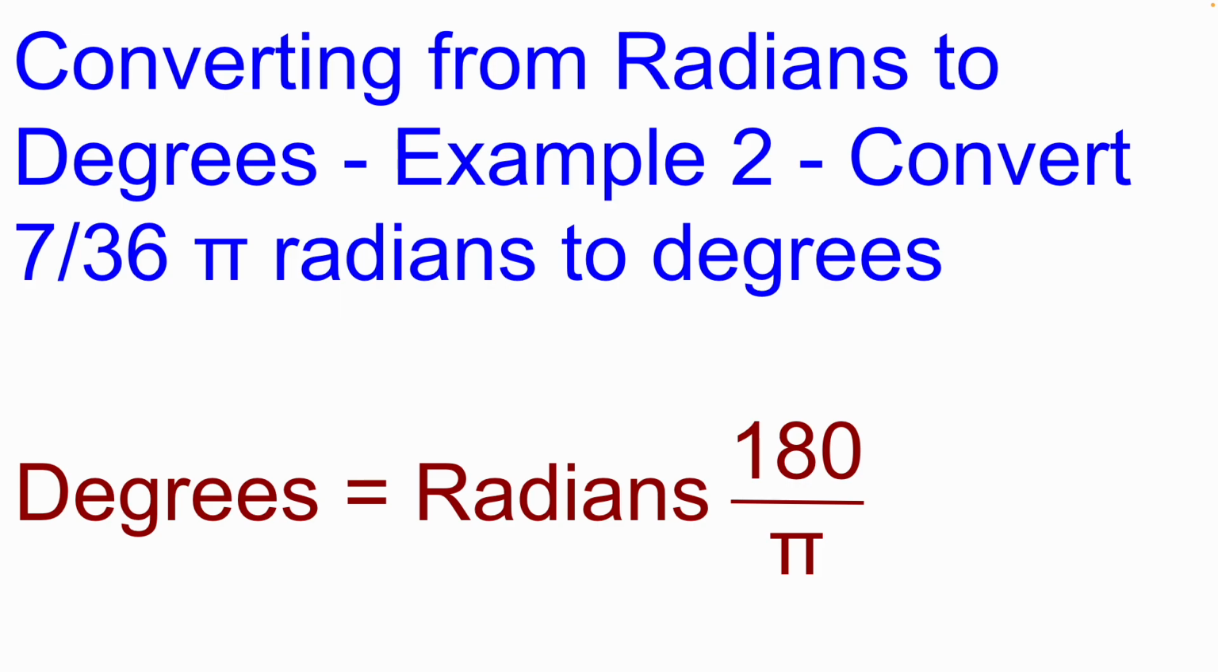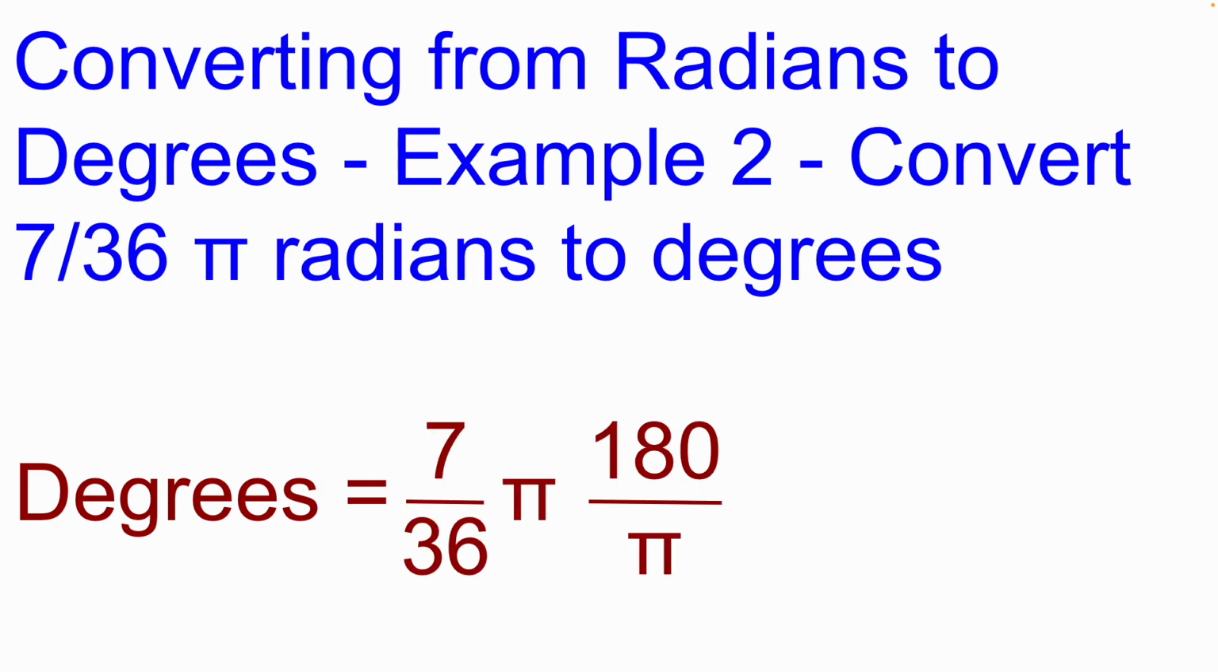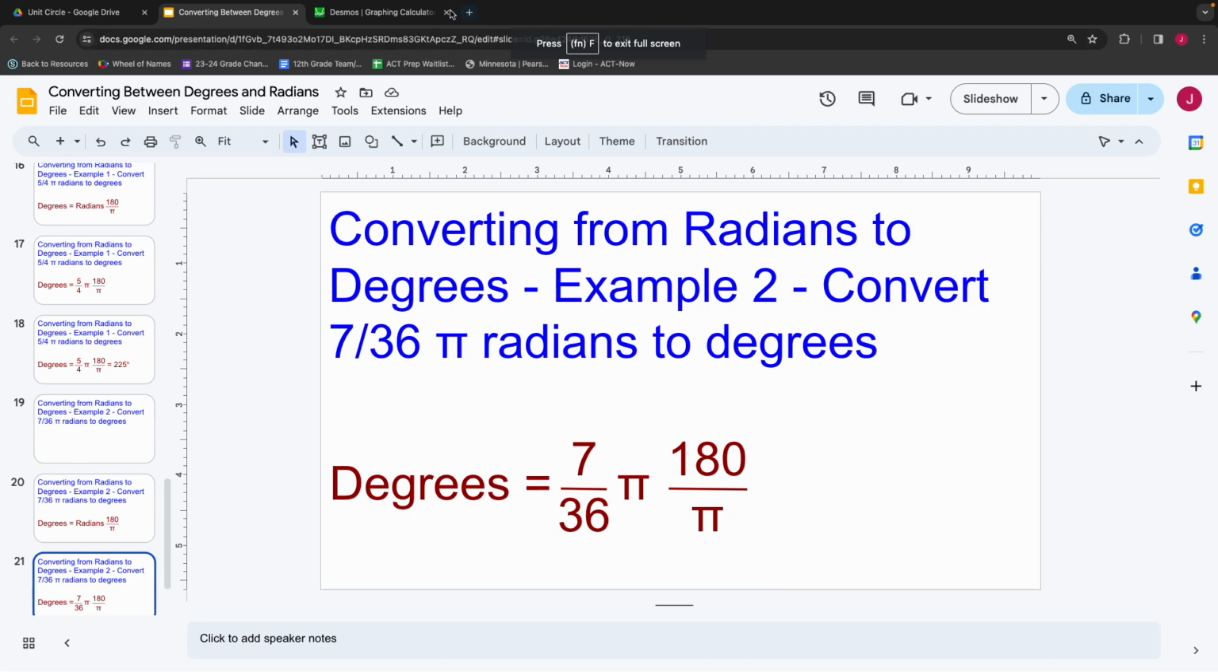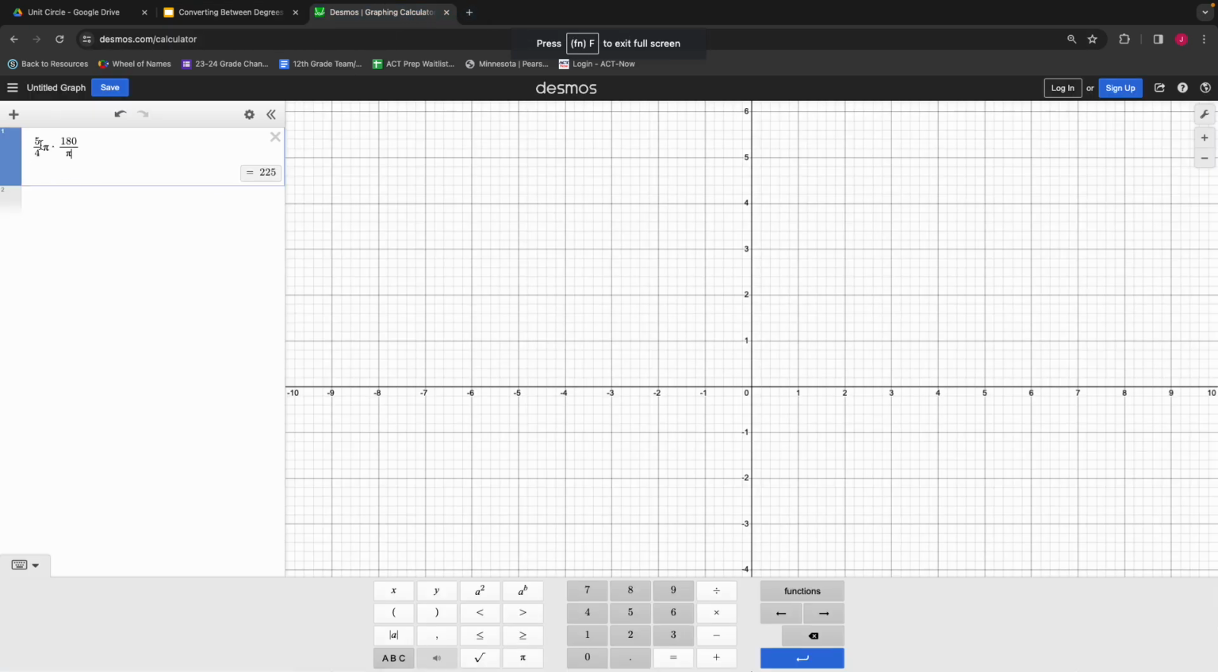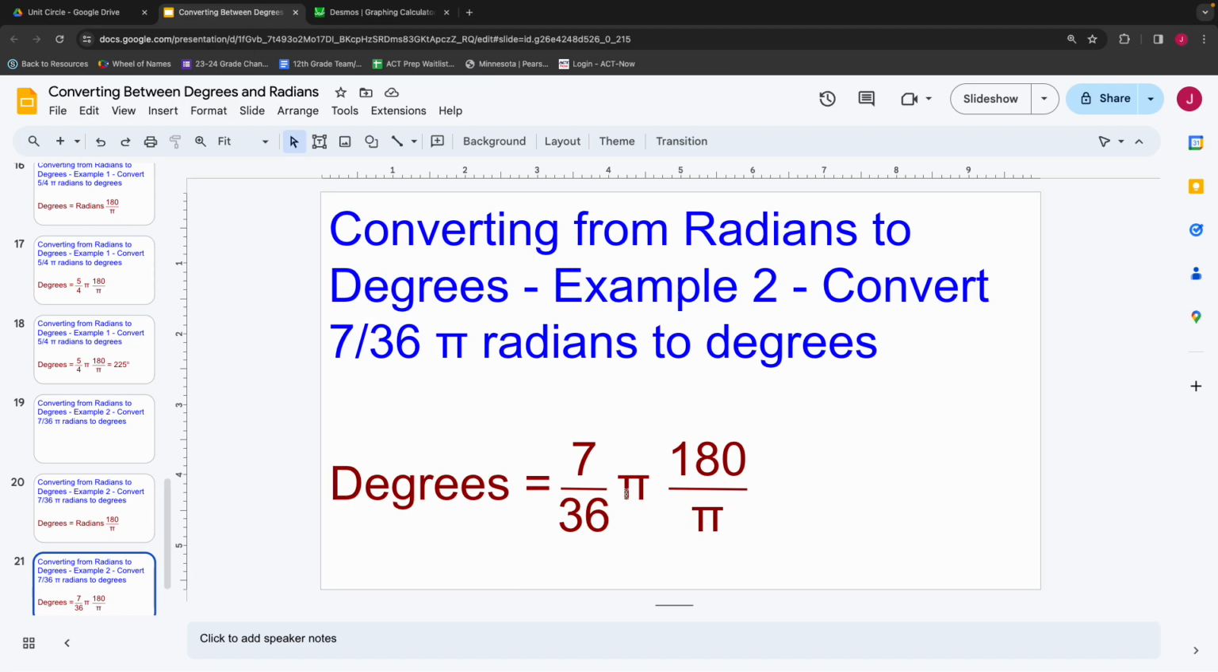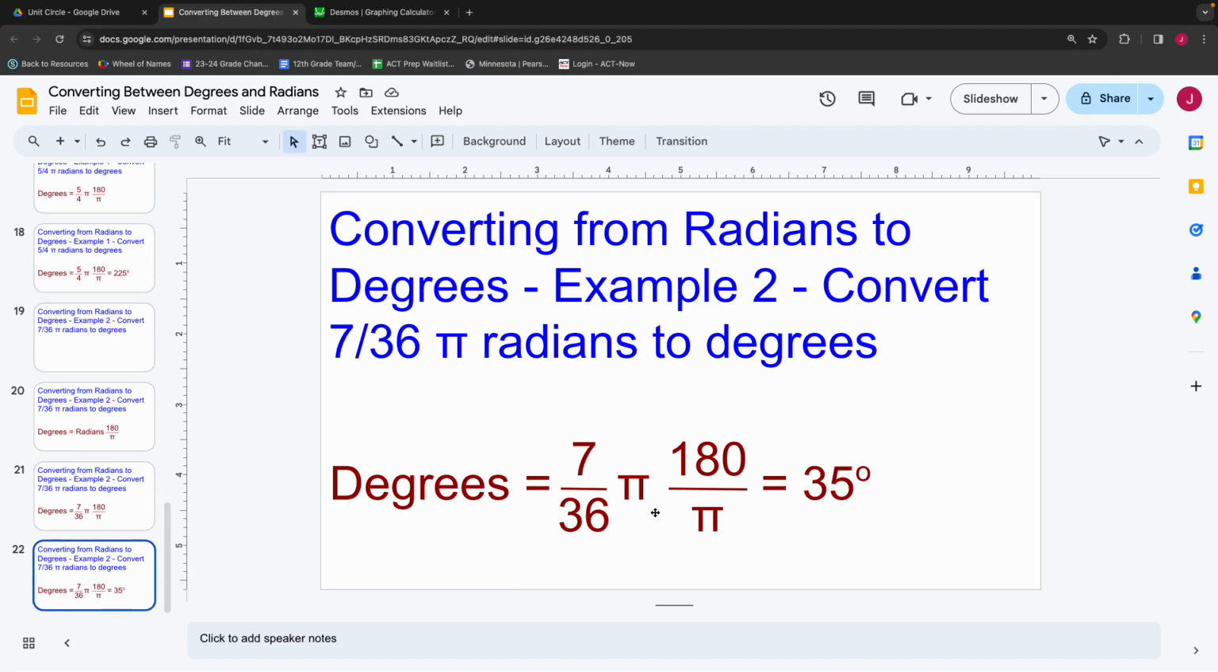Use your formula, degrees equals radians times 180 over pi. Degrees will equal 7 over 36 pi times 180 over pi. If we type that into Desmos, change this to 7 over 36, we'll end up with 35 degrees.